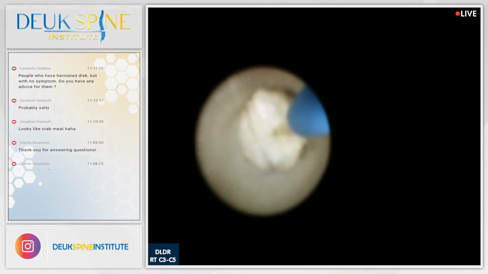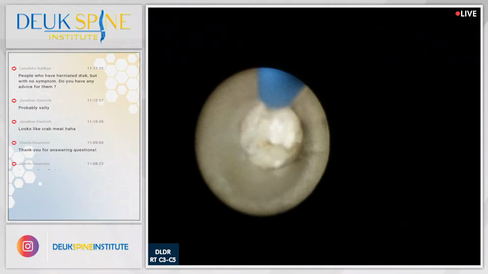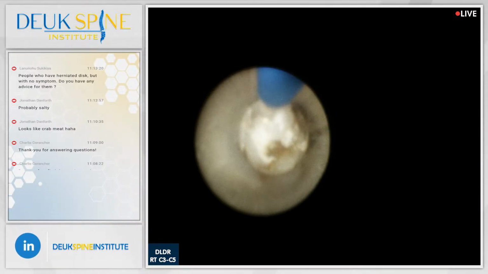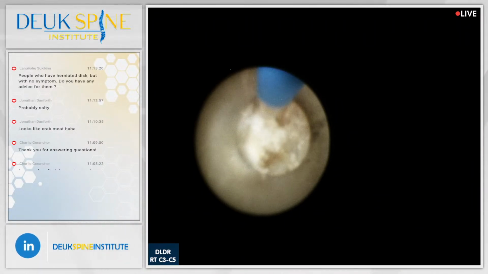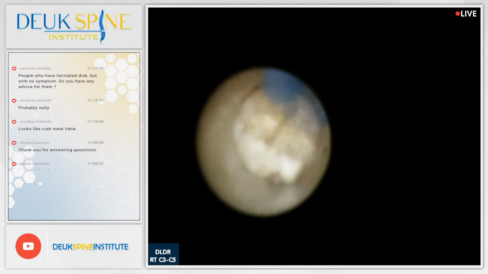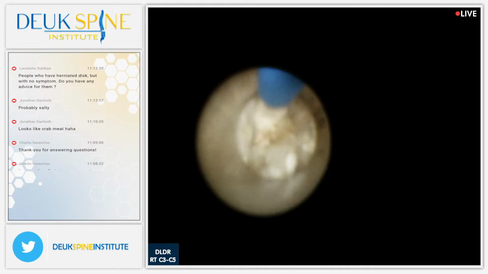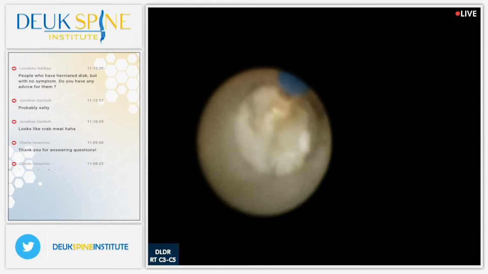So what that means is the average patient needs 2.5 discs fixed. That's just an easier way to think about it. I've seen up to 4 discs needing to be fixed, and I've seen as few as 1. But I would say 90% of patients need more than 1 disc fixed.